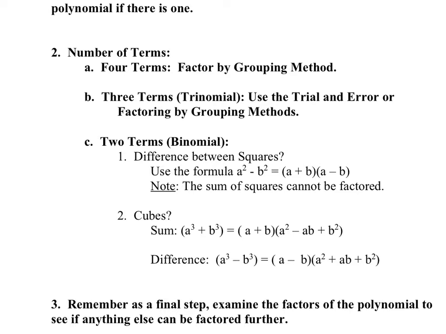Number of terms. If there are 4 terms, you need to factor by grouping. We'll get to some of those later, but you should remember how we've been doing factoring by grouping. 3 terms. If it's a trinomial, use either the trial and error method or factoring by grouping. Whatever seems to work for you.